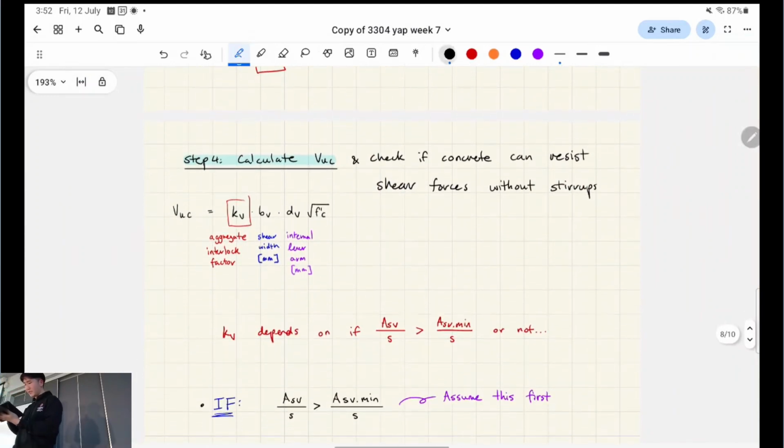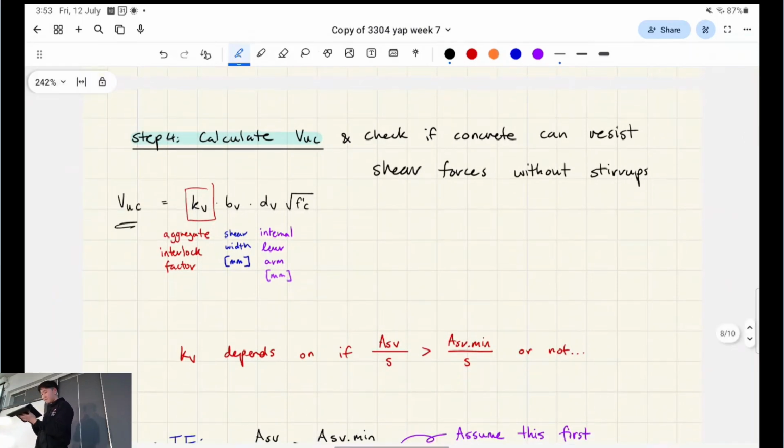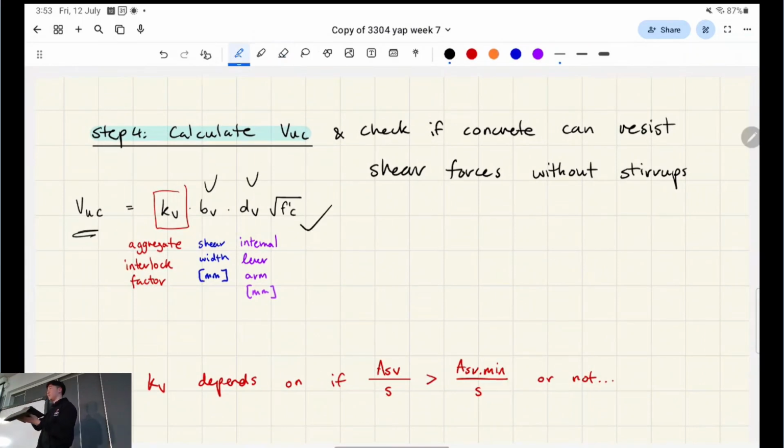Okay, so now we're done with those preliminary checks. Now we have to calculate the concrete strength, right? And then later we're going to calculate the stirrup strength. So the aggregate interlock factor is new. We've already calculated BV, DV, and we're given F-C, right? So BV and DV we calculated a little earlier.